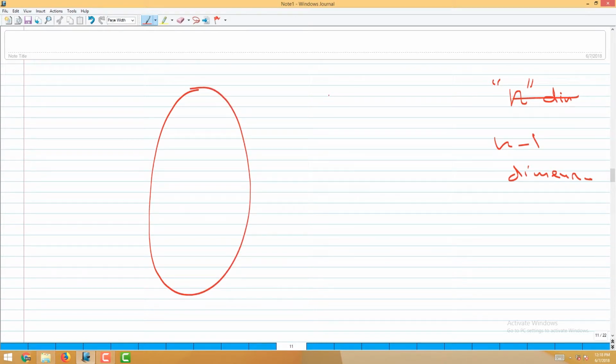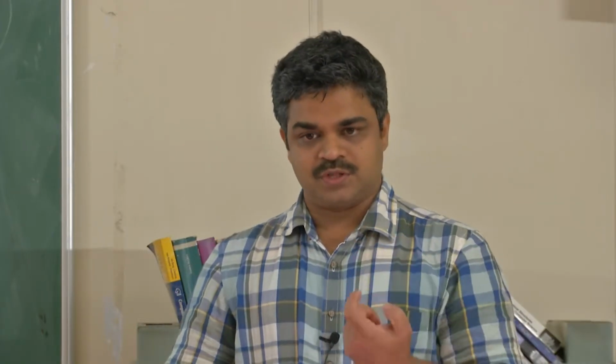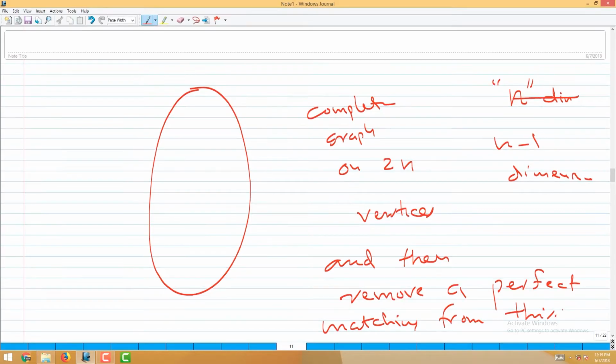So this is the construction. You take a complete graph on 2n vertices, and then remove a perfect matching from this. Take a complete graph on 2n vertices and remove a perfect matching. Because there are 2n vertices, you should be able to pair them up now: 1, 2, 3, 4, 5, 6, something like that. So it will look like this.